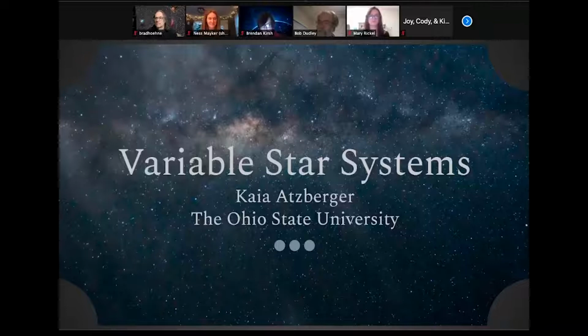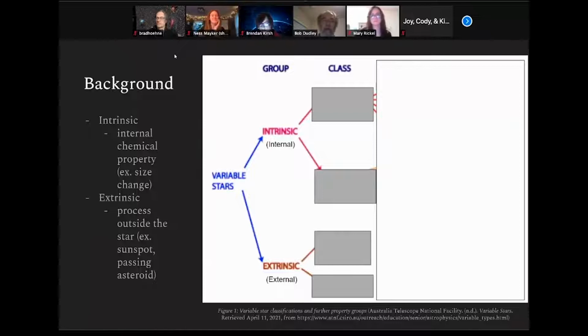In order to understand it better, you need a good background. The different types of variable stars can be divided by intrinsic and extrinsic properties. Intrinsic stars have internal chemical properties that cause them to pulsate, whereas the extrinsic systems blink in and out due to outside sources, which block light from the observing lens. Both categories are periodic, but they vary in brightness by different methods, and they result in different periods.